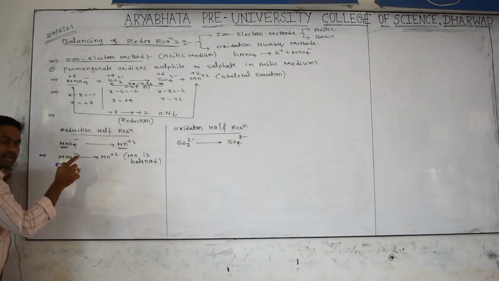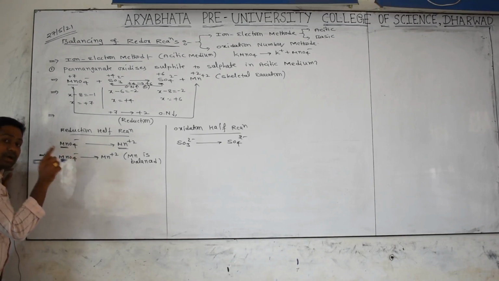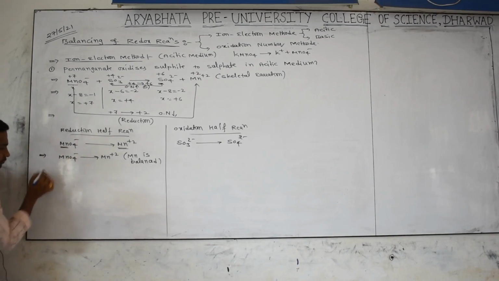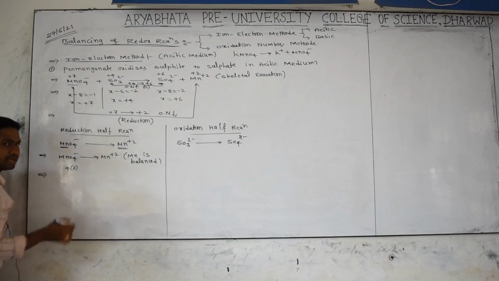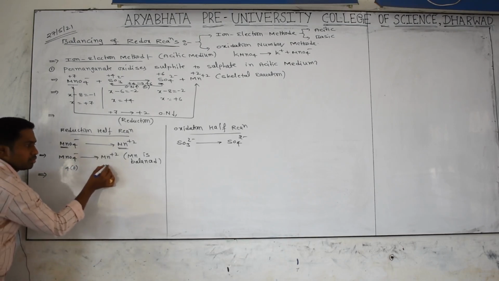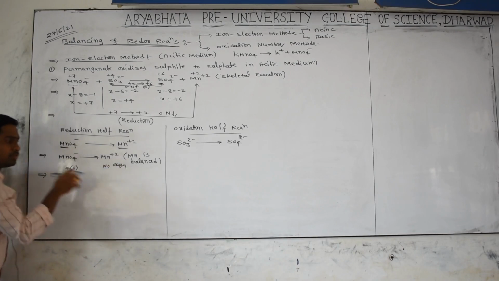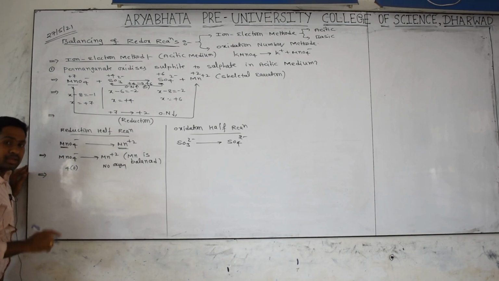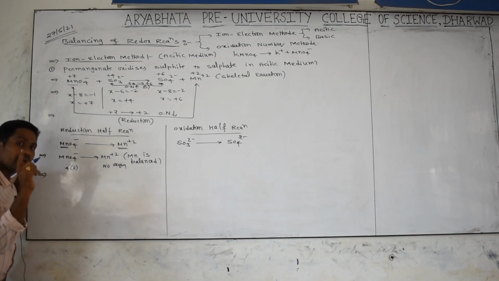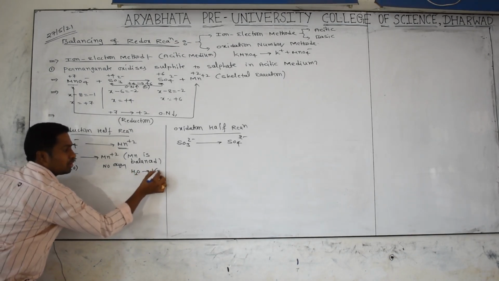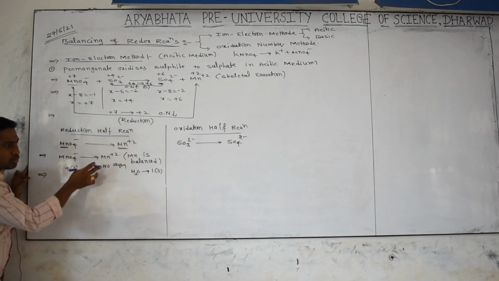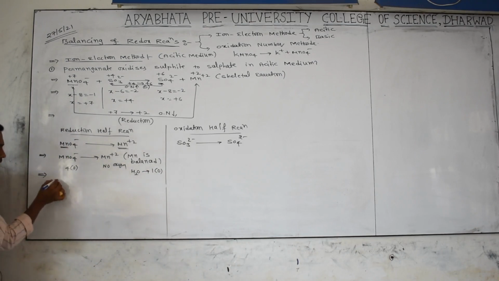After balancing the atoms other than hydrogen and oxygen, we have to balance the oxygen atoms. Listen carefully. How many oxygen atoms are on the left side? 4. On the right side, is there any oxygen atom? No. We want oxygen on the right side. To balance the oxygen atoms, we should add water molecules, since each water molecule gives one oxygen atom. You want 4 oxygen atoms, so we should add 4 water molecules.